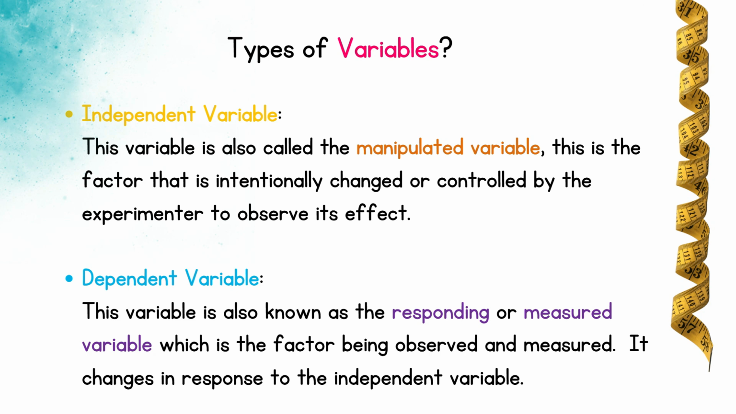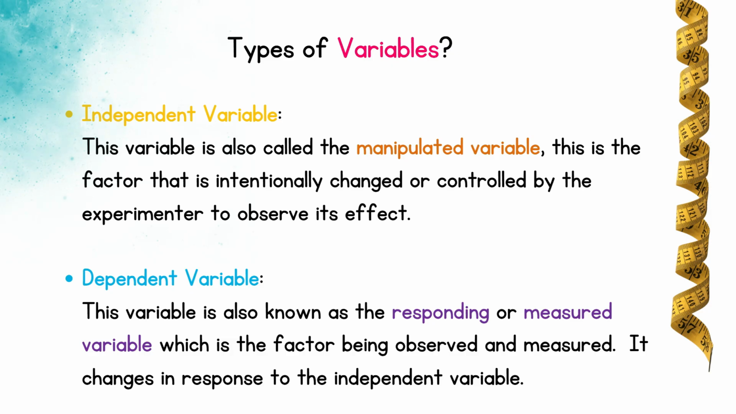Types of variables. Independent variable. This variable is also called the manipulated variable. This is the factor that is intentionally changed or controlled by the experimenter to observe its effects.